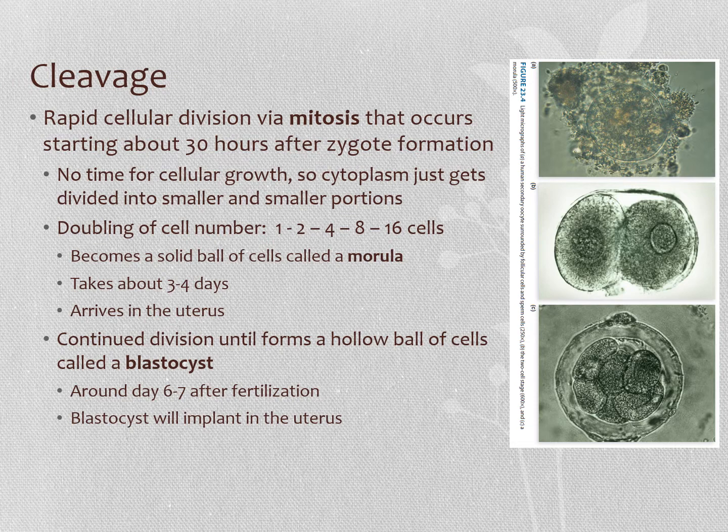After you get to the morula stage, you're going to continue to divide and then form a hollow ball of cells called a blastocyst. This is going to happen around day 6 to 7, so about a week after sperm meets egg, and it's going to be the blastocyst that's going to implant in the uterus in the endometrial lining. The blastocyst is very interesting.